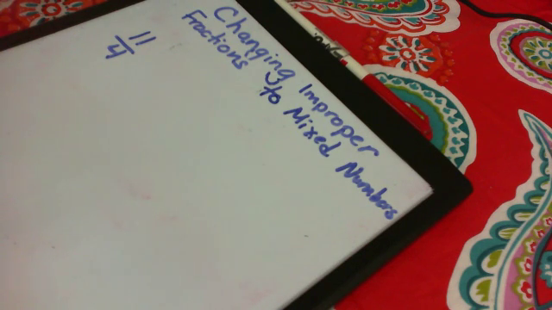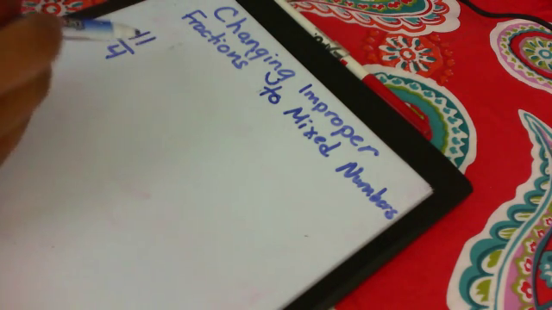So now we're going to take an improper fraction and learn how to turn it into a mixed number. We had two strategies. One involves dividing and one involves subtraction. So I'm going to start with the subtraction one first, okay?